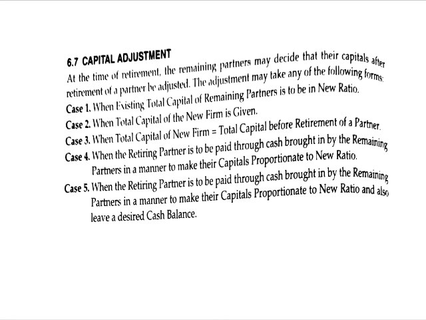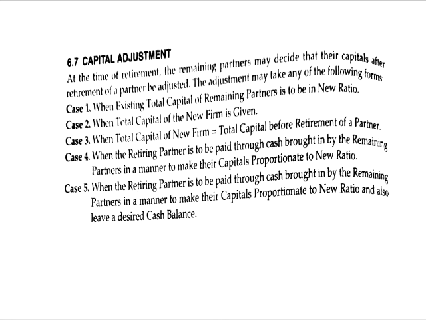If it is excess, then the partner will withdraw the capital, and if it is deficit, then the partner will bring the capital into the firm. And in the second case, the total capital of the new firm is given. Then you have to first distribute the new capital in the new ratio, and then compare that capital with the adjusted capital, and then you see the differences. If there is an excess or shortage, accordingly a partner will bring cash or he will withdraw the money.